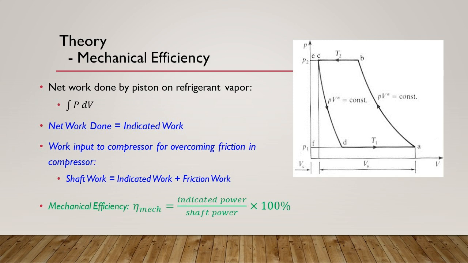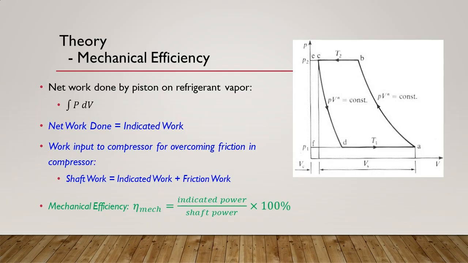Since the net work done by the piston on the refrigerant vapor in each cycle is the integral of PdV, the net compressor work can be found by measuring the area enclosed by the actual PV diagram. This PV diagram can be produced by an indicator fitted to the cylinder of the compressor. The net work done so evaluated is called the indicated work.